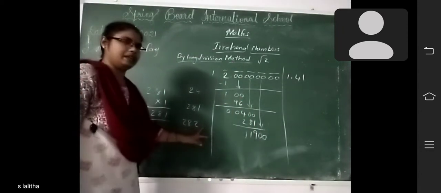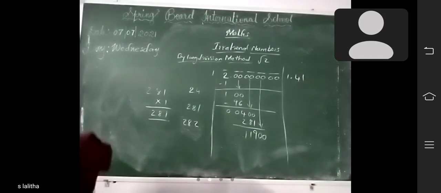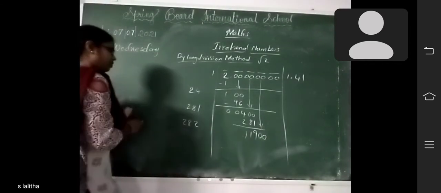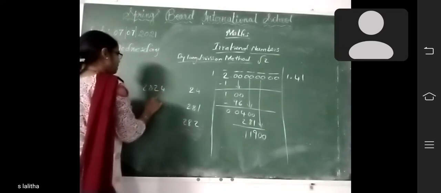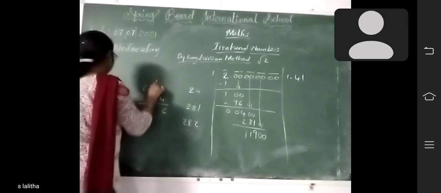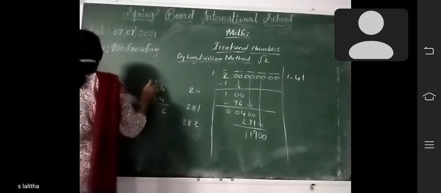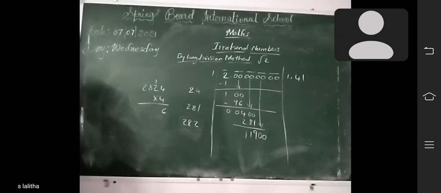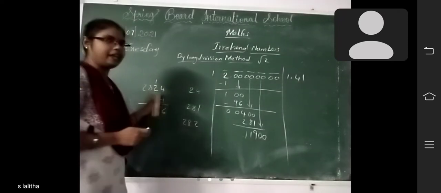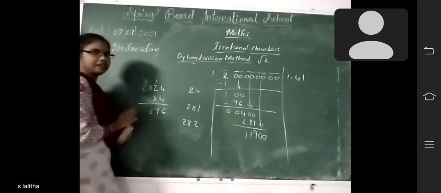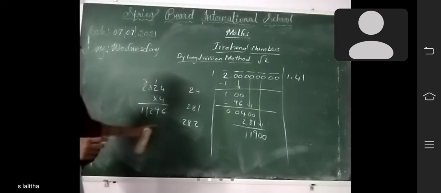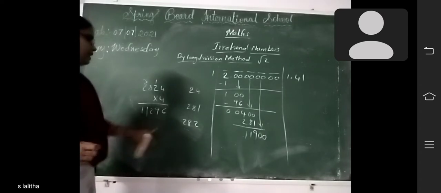You have to take another number, that is 282. 4 we have to take. 4 fours 16, 4 twos 8. 8 plus 1 is 9. 4 eights 32, 4 twos 8. 8 plus 3, how much? 11. So what is the answer here? 11,296.